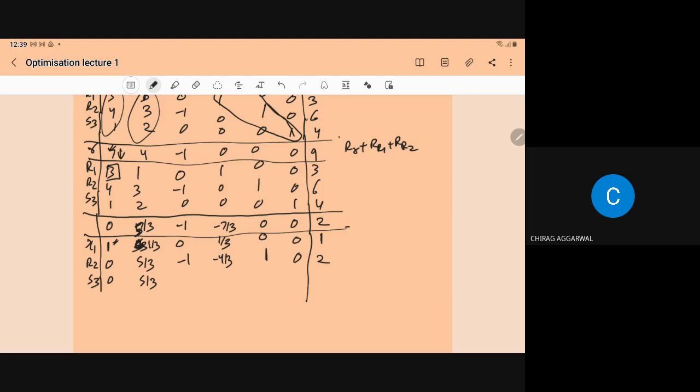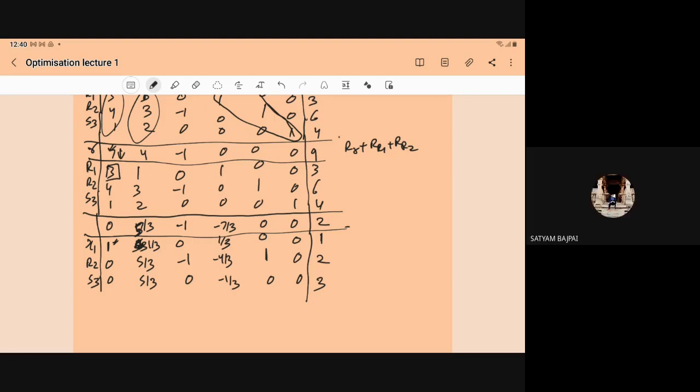Then we have 0 minus 0, that is the 0. 0 minus 1 by 3, minus 1 by 3. Then 0 minus 0, 0. 1 minus 0, 0. 4 minus 1, that is the 3. Right, then most positive element.